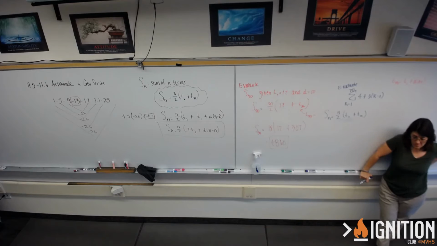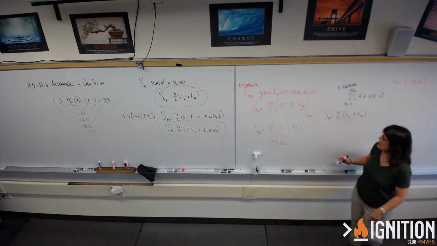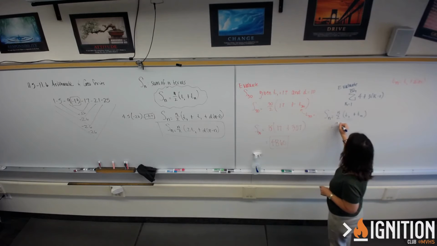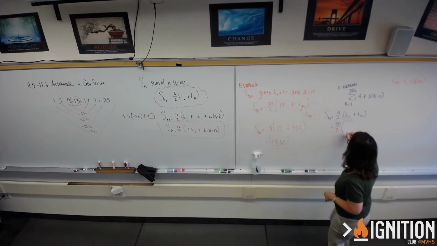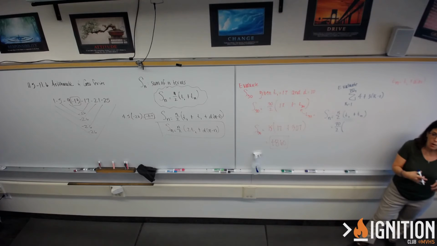Write it down. You'll remember it quicker, I think. You'll commit it to memory. What's N? 70. I'm adding 70 terms, which is 35 sums. 70 terms, but each pair makes a sum. So I'm doing 35 sums.